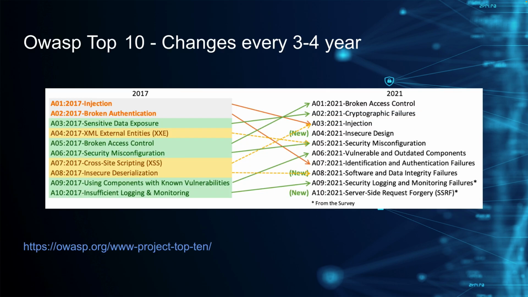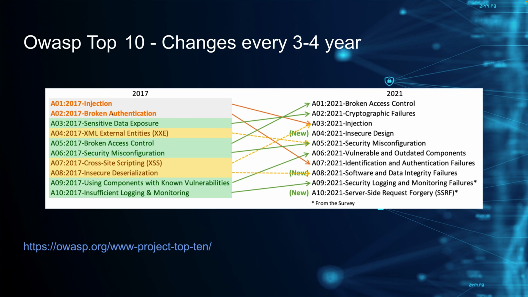So what is the OWASP top 10? Basically, it is a standard awareness document made for developers and web application security engineers, and it presents a broad consensus within OWASP of the most critical security risks to web applications. This top 10 is renewed every 3 to 4 years, and as we see in this example, this is the OWASP top 10 for 2017, and then this is the top 10 of 2021, which is the most recent.